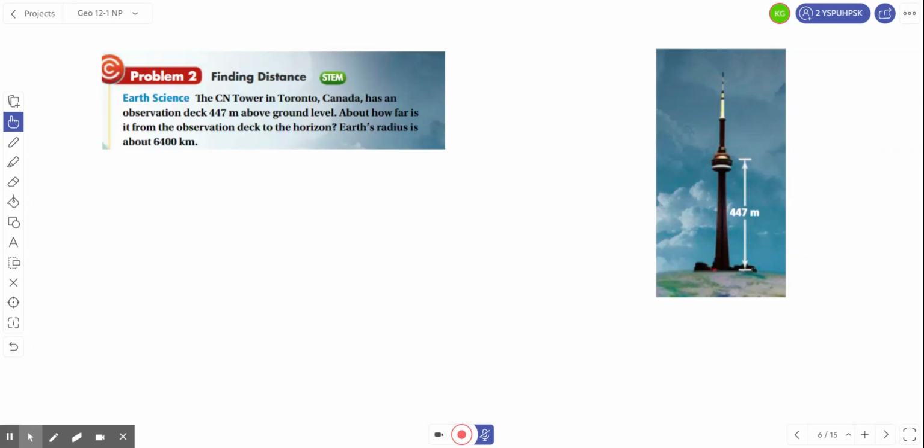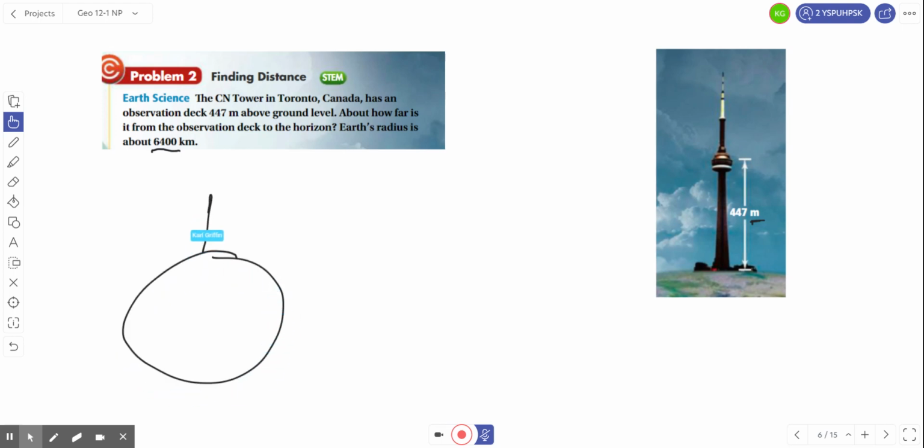Okay, so another type of problem that you can solve with what you know about tangents now is this, or things like this. So this tower, called the CN Tower in Toronto, is 447 meters above ground level. How far is it from the observation deck to the horizon? The Earth's radius is about 6,400 kilometers.